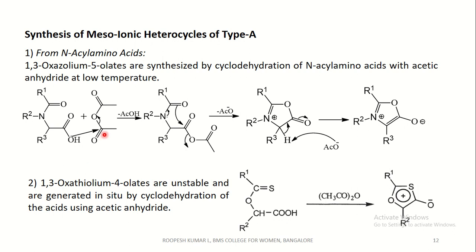Reacts with acetic anhydride to give the mixed anhydride. Lone pair on oxygen attacks this carbon, and an acetate is eliminated to form this one. This is a mixed anhydride. Again, the lone pair on nitrogen shifts here to form a double bond, and this double bond attacks here with the elimination of one more acetate molecule to get this one.